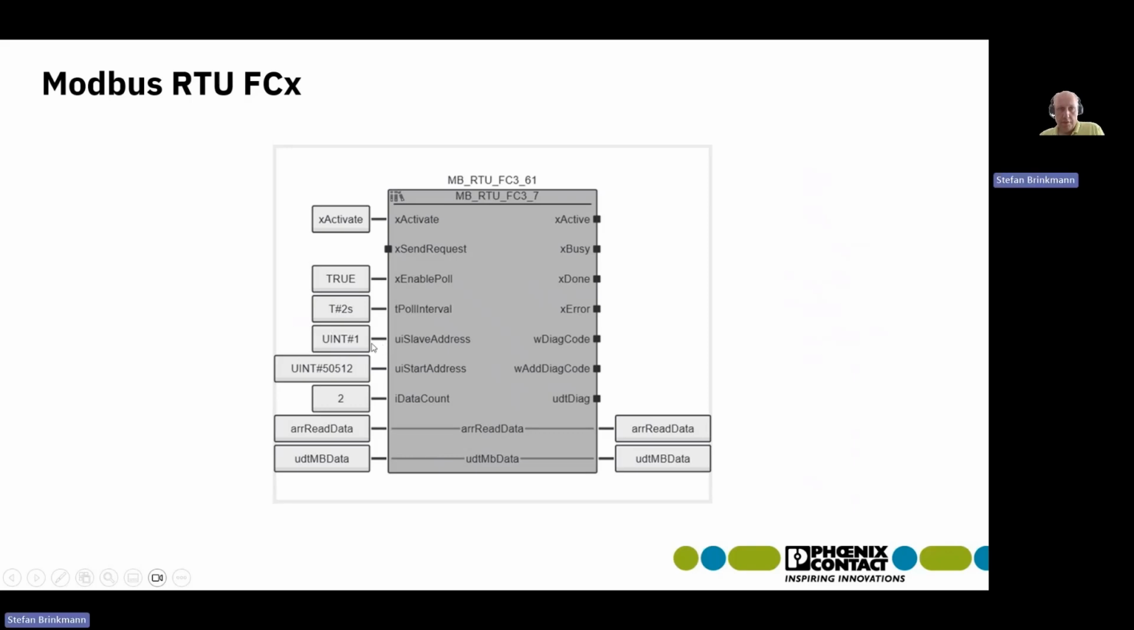Then you have to specify the address of the slave, which you want to read the data from, specify the first register address, and then how many registers you want to read. And then the data, if successful, is stored into this read data array.